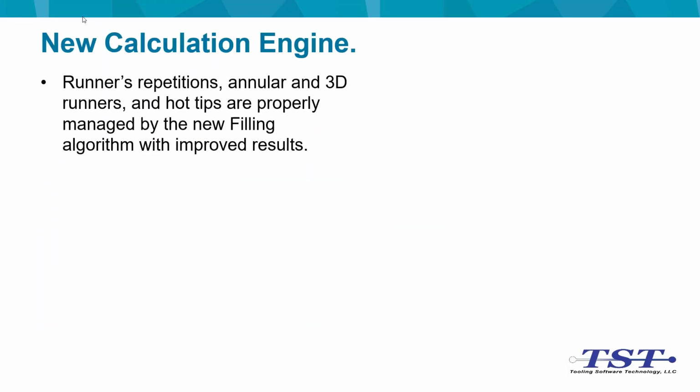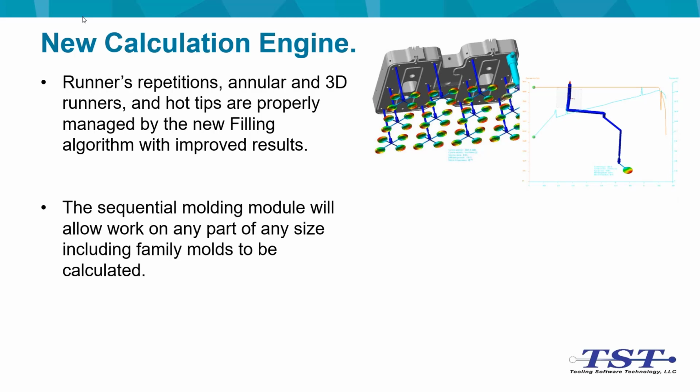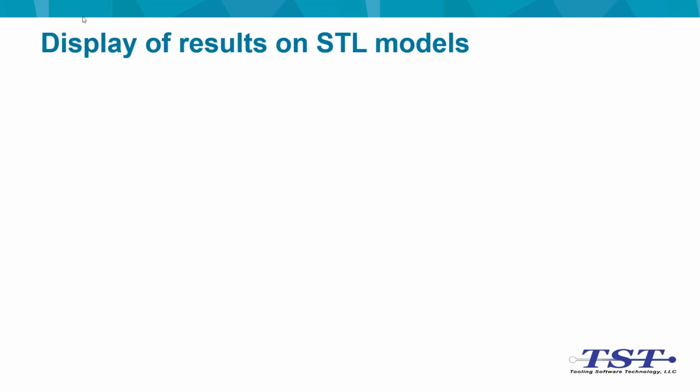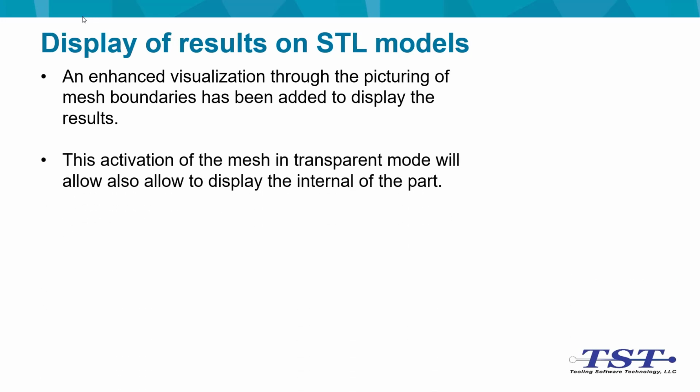So there's a new calculation engine for runners, repetition, annular 3D runners, hot tips, managed by the flow algorithm for improved results. The sequential molding module will allow you to work on any part of any size in any family or mold to be calculated. So you can display STL results. An enhanced visualization allows you to show the mesh boundaries and has been added to display the results.